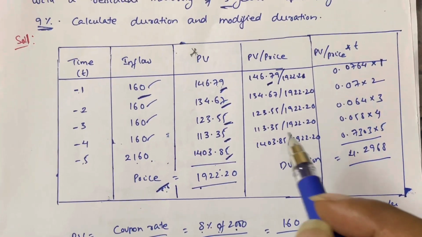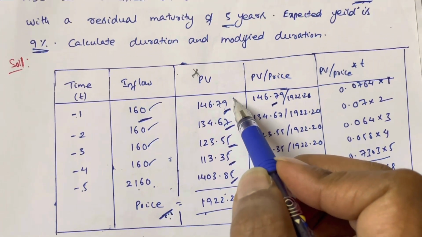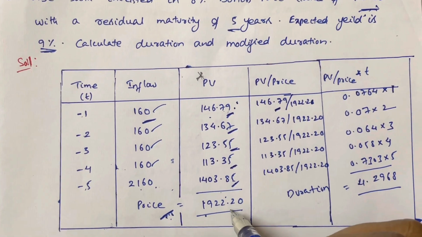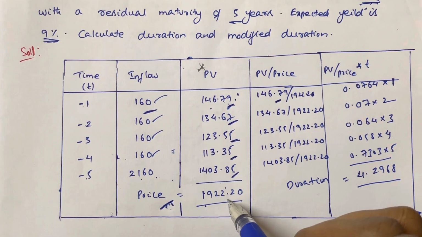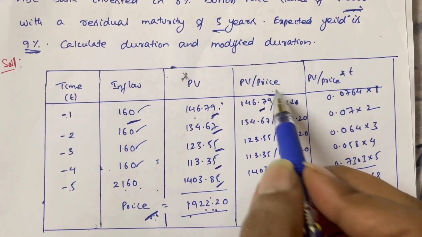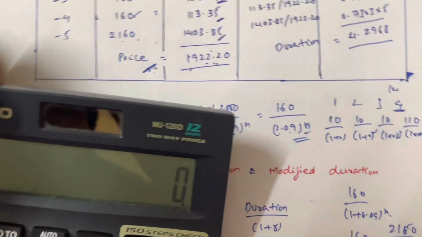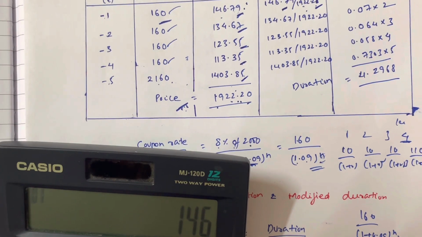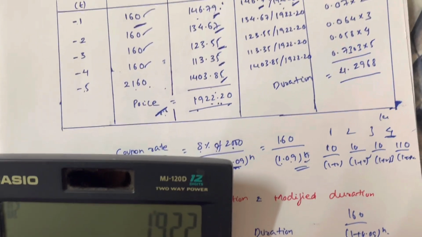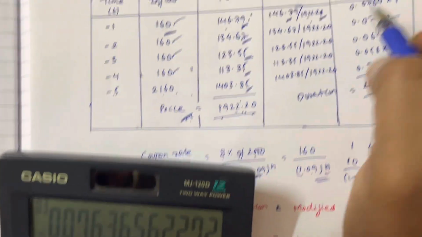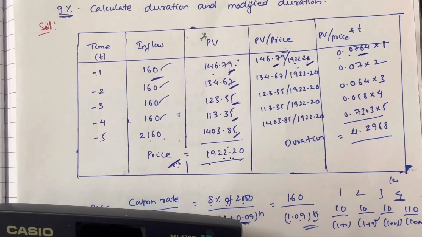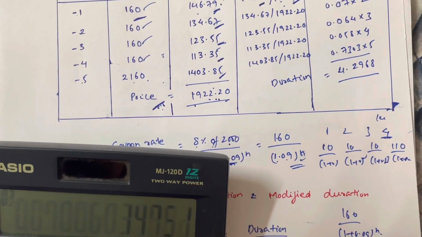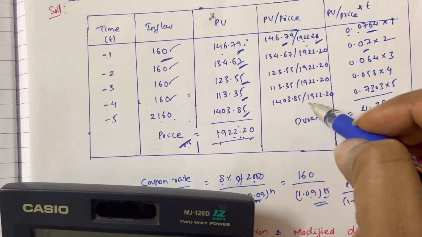To find the duration, one must divide the individual values by the total value. For the first year, the present value is 146.79, divided by the total value of the bond, that is the price, 1922.2. So 146.79 by 1922.2 will give 0.076. Similarly, the next one, 134.67 by the total value 1922.2, will give 0.07. Similarly, we have to calculate till the 5th year.